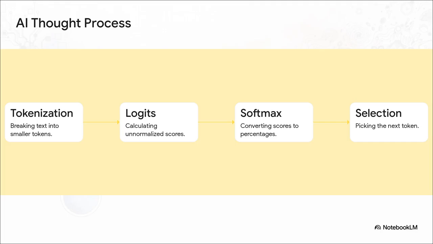The AI's thought process happens in 4 distinct steps. First is tokenization, where it breaks down your prompt into these tiny puzzle pieces of words or syllables called tokens. Second is logits calculation, where it scores every possible word it knows to follow your prompt. Third is softmax activation, which turns those raw scores into percentages. And finally, token selection, where it actually picks the winning word. The magic, and where temperature actually lives, happens right in the middle of this exact sequence.